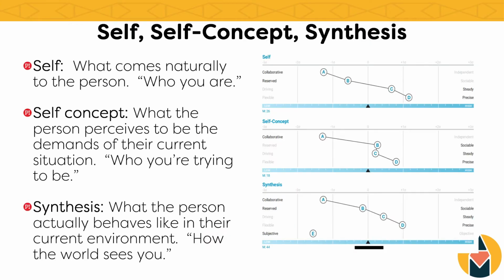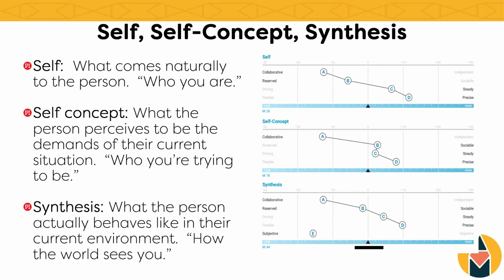Let's go over our self, self-concept, and synthesis. The first graph is our self graph. That's what comes naturally to us. This is who we truly are. This is who we are at our best. It's also who we are at our worst. This is who we are most comfortably.